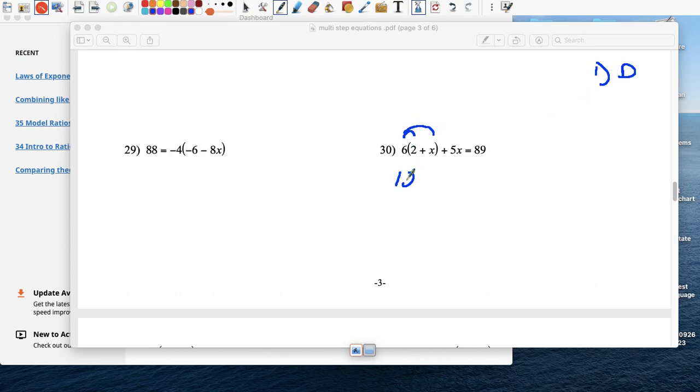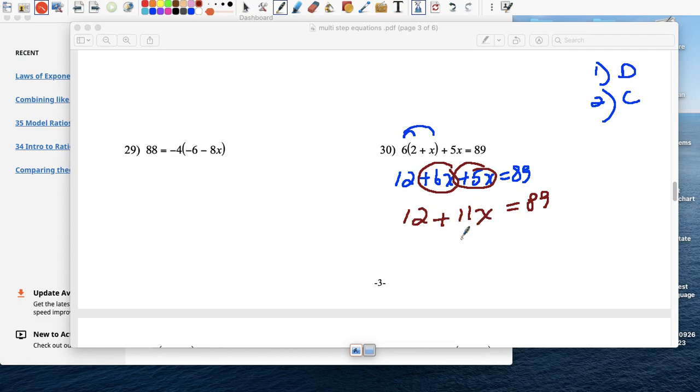6 times 2 is 12. 6 times x is 6x. Plus 5x equals 89. Number 2. Combine like terms. Can I? Yes, I can. The 89 I can't. But on the left side of the equal sign, positive 6x and positive 5x can be combined. So it's going to be 12, and if you combine those two, you get 11x.